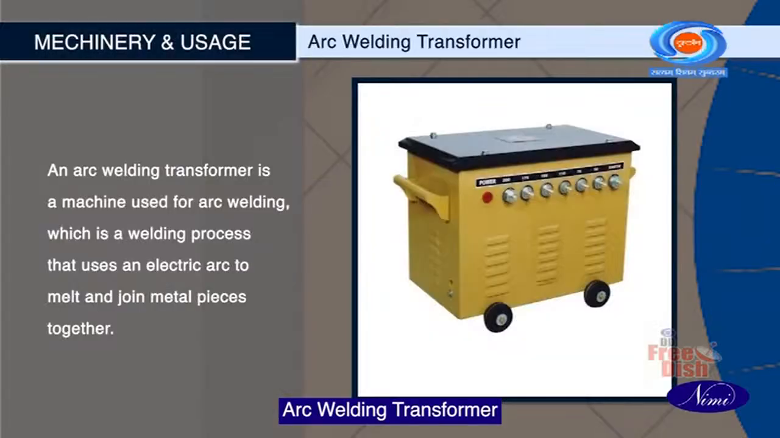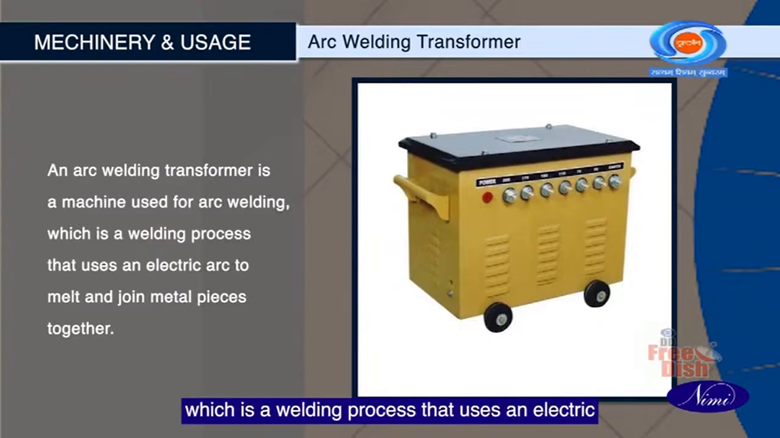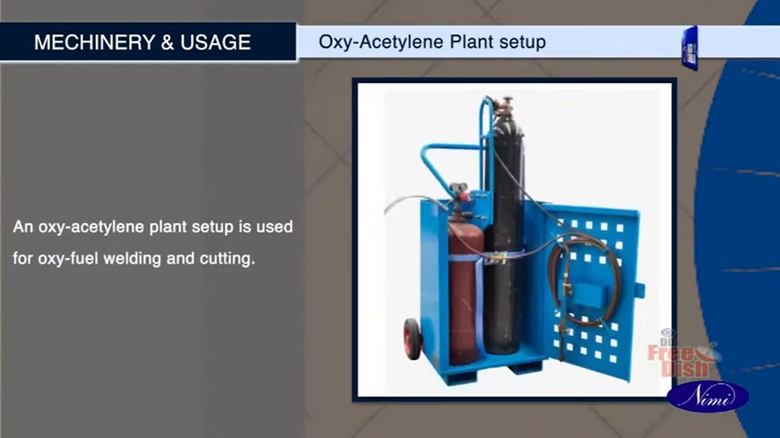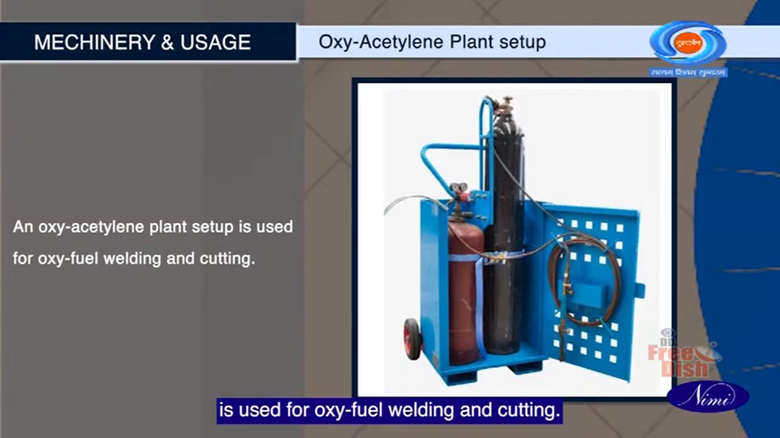Arc welding transformer. An arc welding transformer is a machine used for arc welding, which is a welding process that uses an electric arc to melt and join metal pieces together. Oxy-acetylene plant setup. An oxy-acetylene plant setup is used for oxy-fuel welding and cutting.